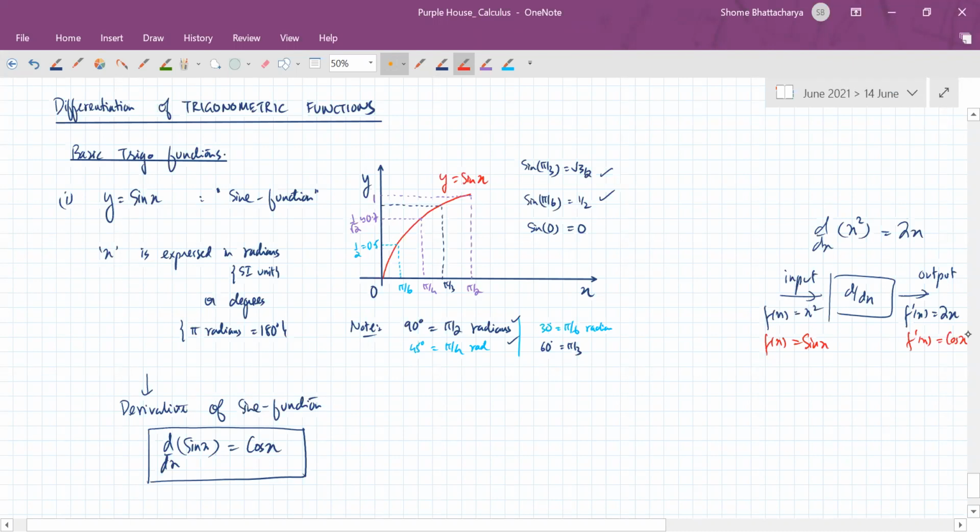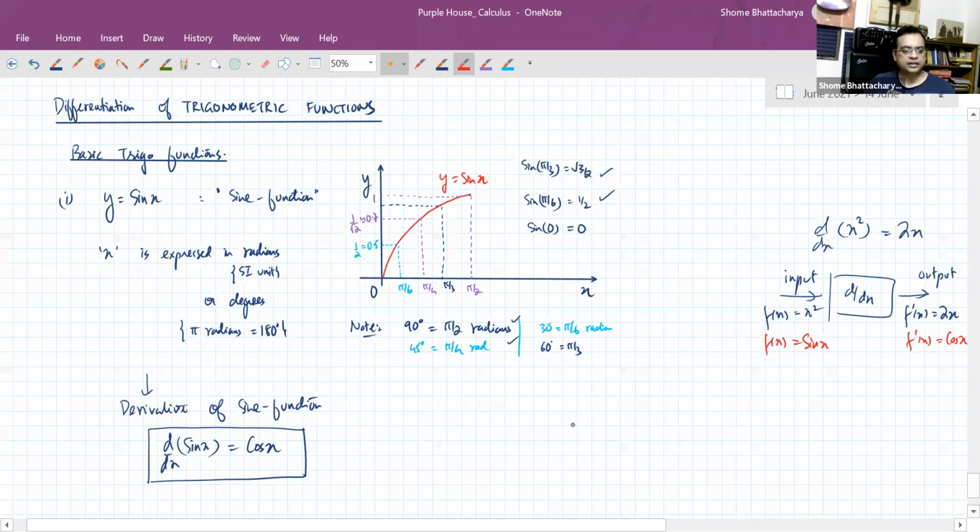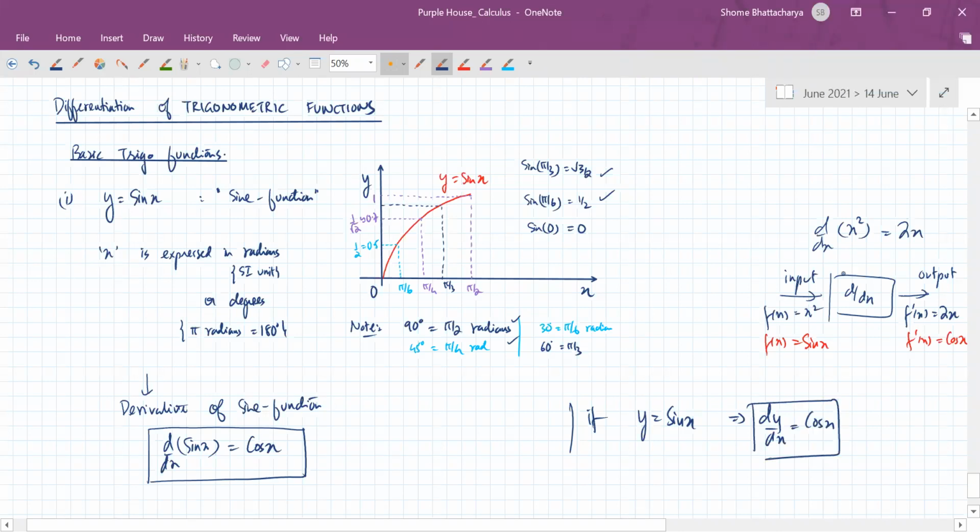Sir, can you give an example? So this itself is the fundamental formula, no, beta? It basically means that if y is equal to sine x, then dy by dx is cos x. Just like if y is equal to x square, then dy by dx is 2x. You're understanding the point, right? Yes.